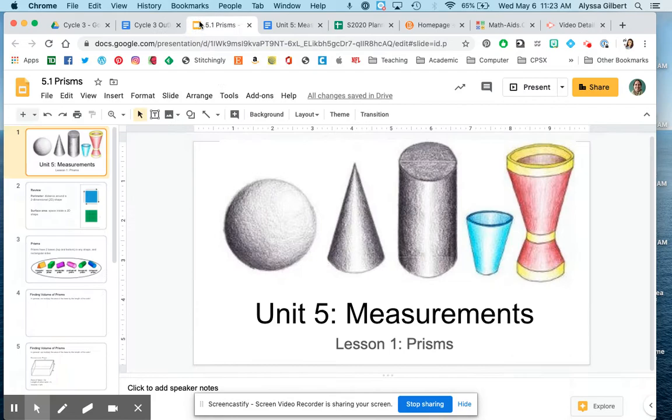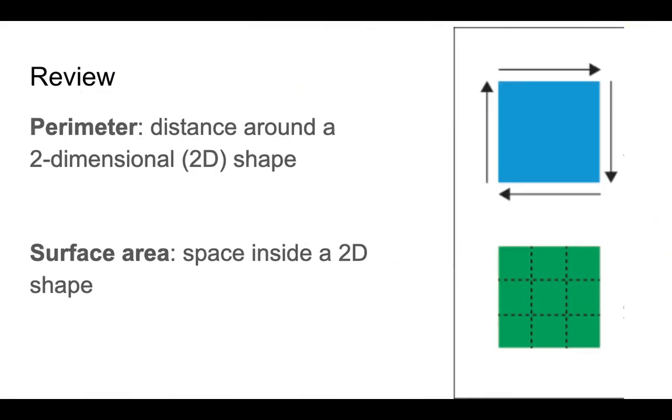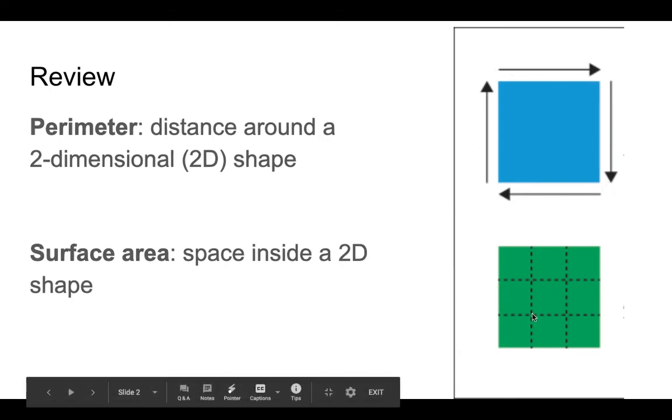Okay, so back to our lesson today. Our first lesson in this unit is going to be working with prisms. So first of all, what in the world are some of these terms that we are using? Just to review, perimeter is the distance around a two-dimensional or 2D shape. So if you have a square and you walk around the outside, the distance it takes to walk around it, that's called the perimeter. The area is the space inside a two-dimensional space.